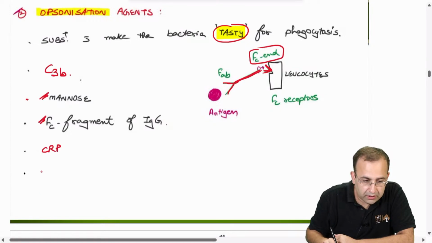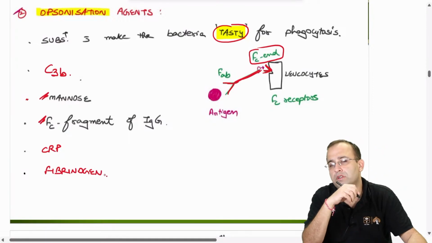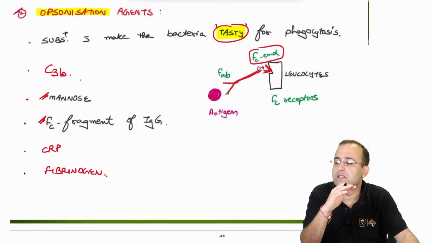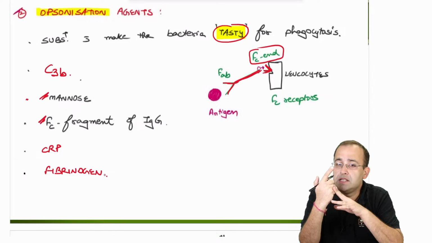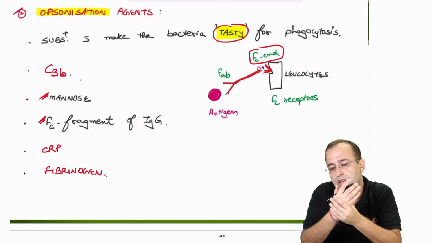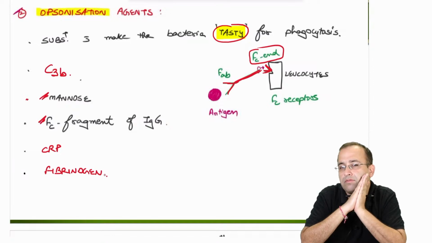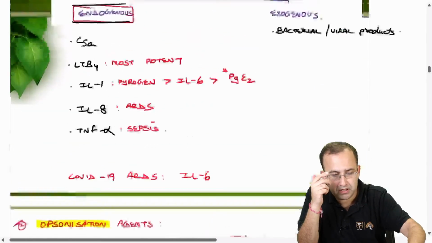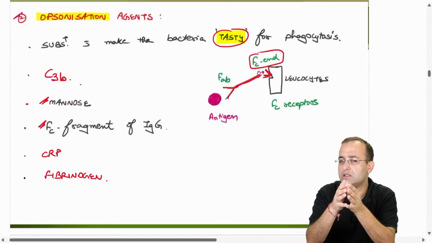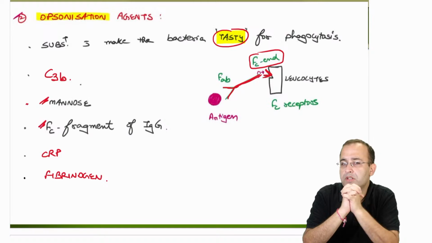CRP, C-reactive protein, and fibrinogen. These are the opsonization agents. These are the substances which make the bacteria tasty: C3b, mannose on the bacterial cell wall, FC fragment of IgG, CRP and fibrinogen. So we have seen the master table of chemotactic agents followed by opsonization agents. So now the WBC knows that this is the microbe. It will engulf it, followed by killing it. These are the steps of inflammation.